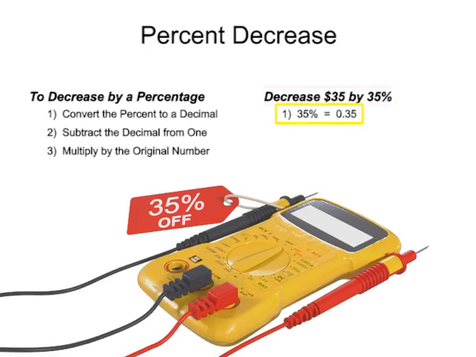First, convert the percentage to a decimal, so 35% becomes 0.35. Next, subtract the decimal from 1. 1 minus 0.35 equals 0.65. Next, multiply by the original amount of $35 to get $22.75.